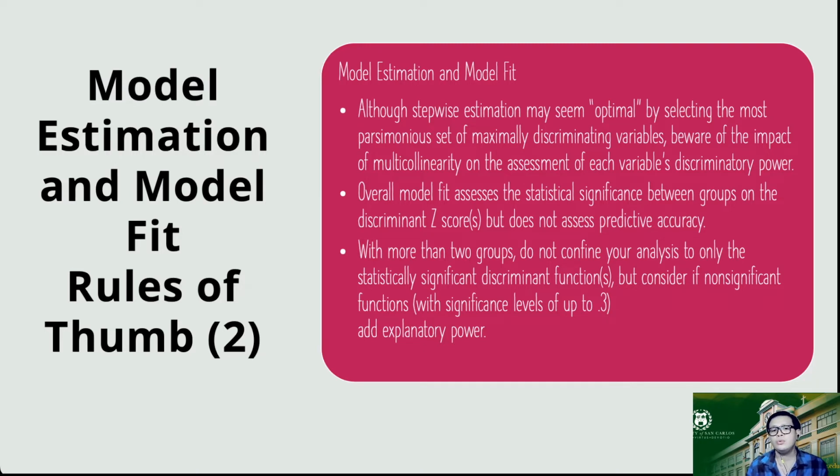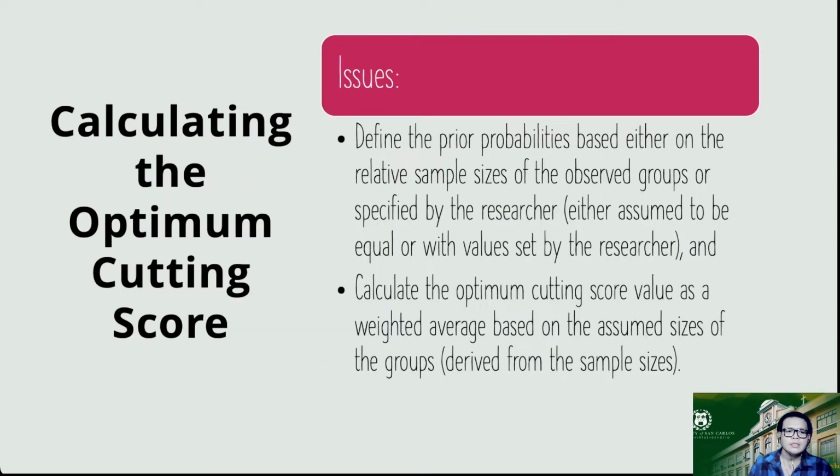And with more than two groups, do not confine your analysis to only the statistically significant discriminant function, but we also have to consider if a non-significant function, with a significance level of up to 0.3, could add exploratory power. So, calculating the optimum cutting score, we also have issues that we have to consider.